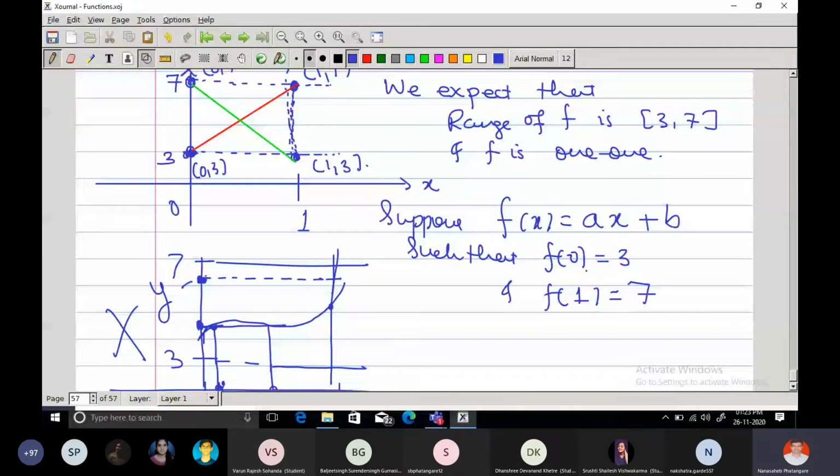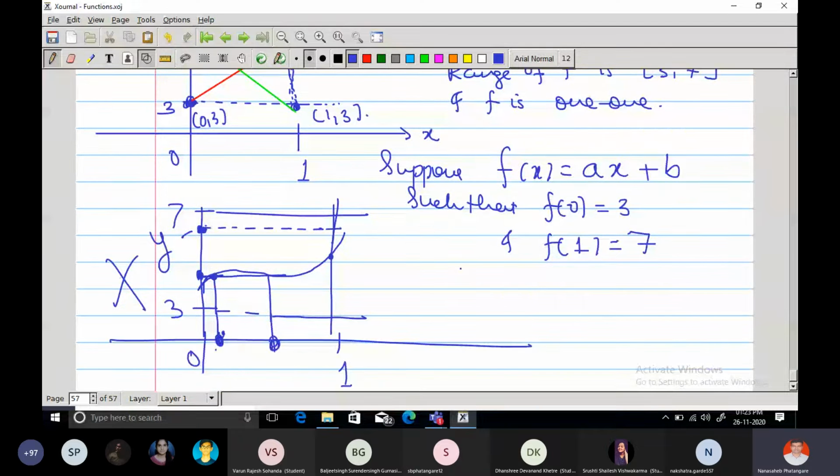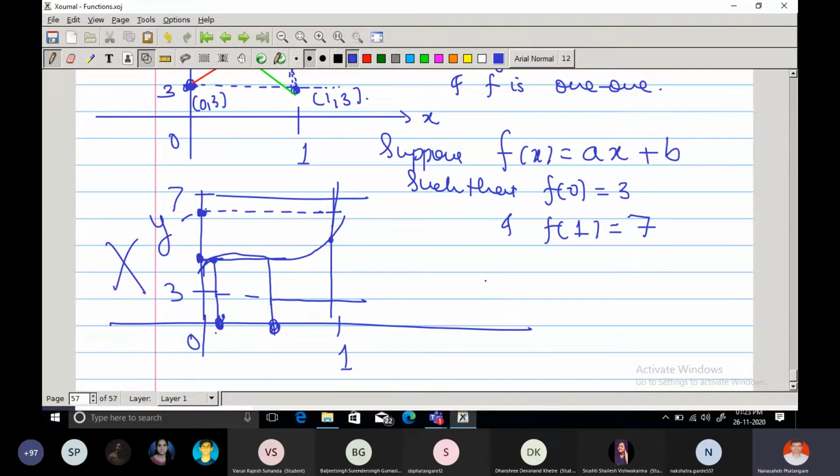This is the function we want. But then from our function f of x, what is f of 0? a into 0 plus b. We expect that it should be 3. And therefore immediately we get the value of b. b is equal to 3. Correct?